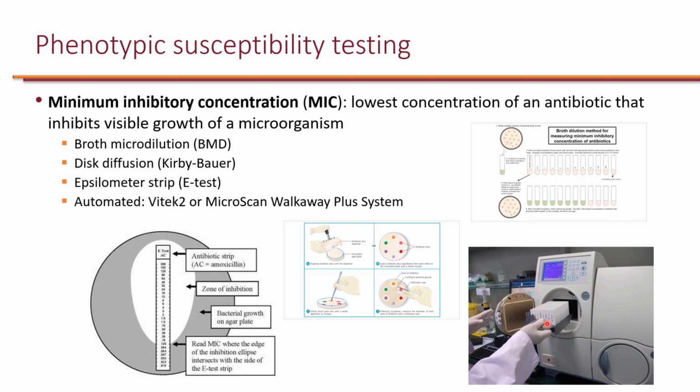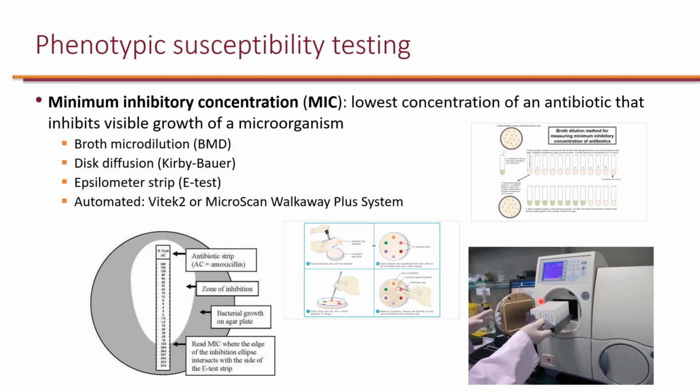There are these cartridges that you put in, and you just run the machine, and it may take some time for the machine to run, and then in a matter of an hour or so, it will actually give you MICs. So then you can get your MIC and interpret it as susceptible, intermediate, or resistant. And these automated systems are most commonly used for the majority of the samples.